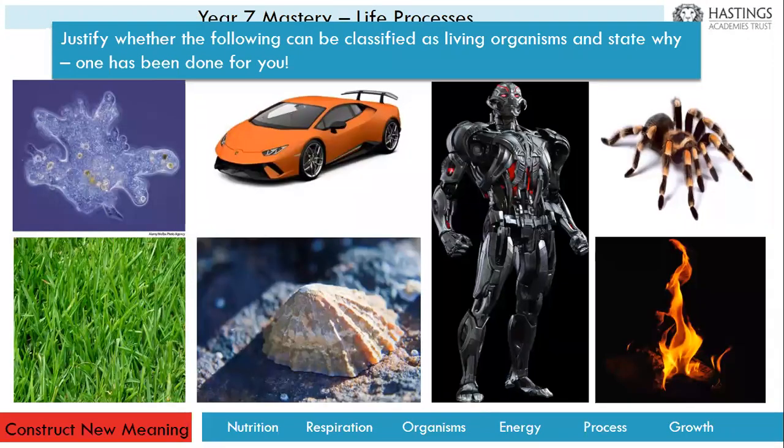The next task. Here are some pictures of a number of things. So you've got an amoeba, car, robot, spider, fire, a shellfish, and some grass. So you would write each of those. If you're doing silver, you'd write 4 things and write down what you think they do. So whether there's any life processes they'll do.